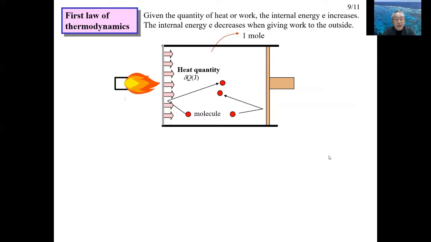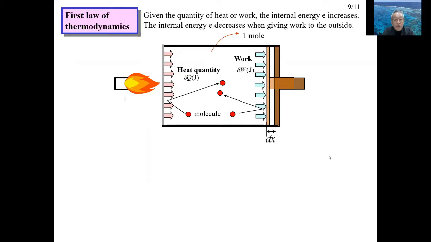First, consider the case shown in the figure. The frame on the left means that heat is given and the inside is heated. In the opposite case, heat is taken away. Next, consider the case where the piston is pushed by the gas and moved to the right to work on the outside. Conversely, when the piston is pushed from the outside, work is done inside.